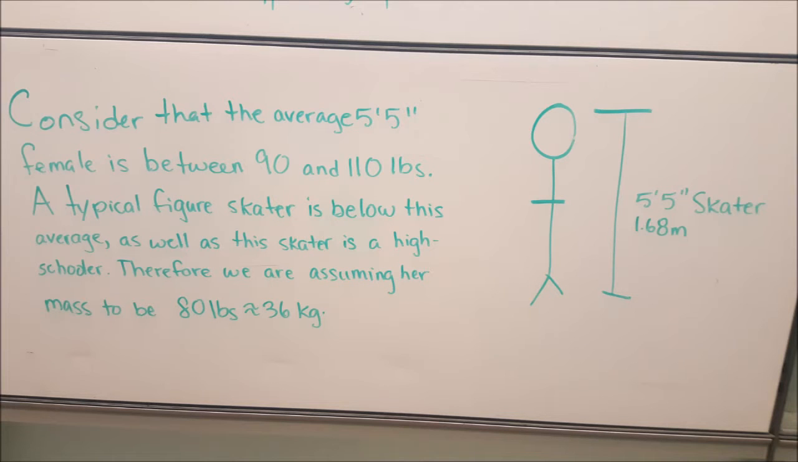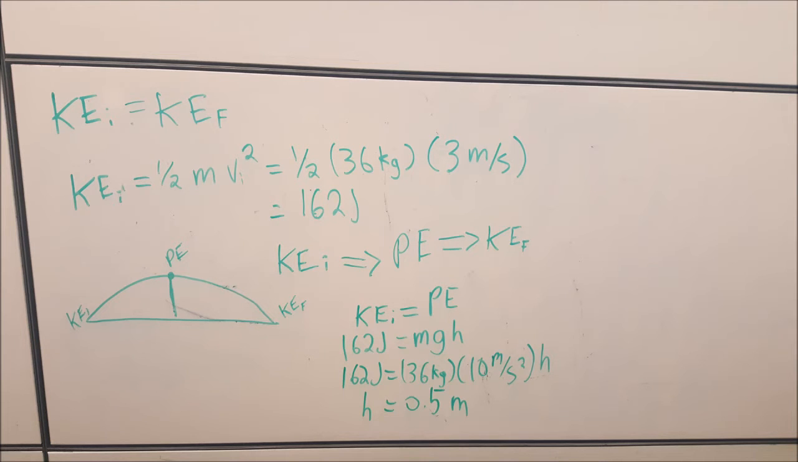So we found that the average 5'5" female during this time weighed between 90 and 110 pounds. However, due to the fact that she's a figure skater as well as the fact that she is a child, we estimated that she would be approximately 80 pounds or 36 kilograms. Now that we have all the numbers, let's get to the physics.